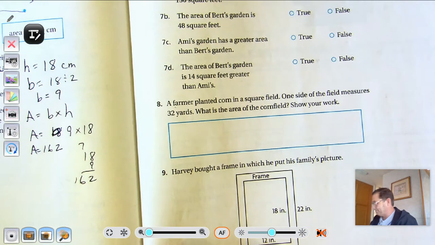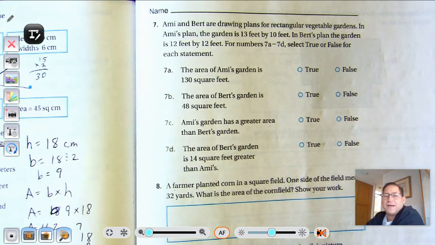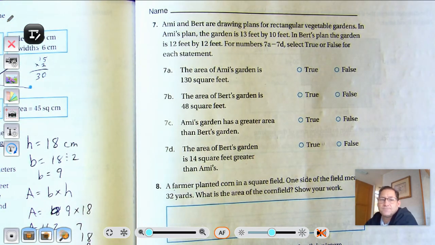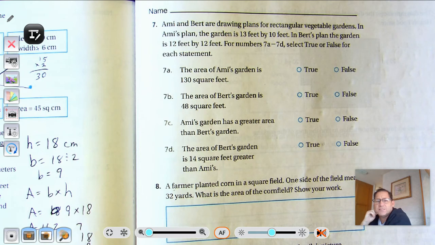All right. Number 7. Amy and Bert are drawing plans for rectangular vegetable gardens. In Amy's plan, the garden is 13 feet by 10 feet. In Bert's plan, the garden is 12 feet by 12 feet. For number 7A through 7D, select true or false for each statement.